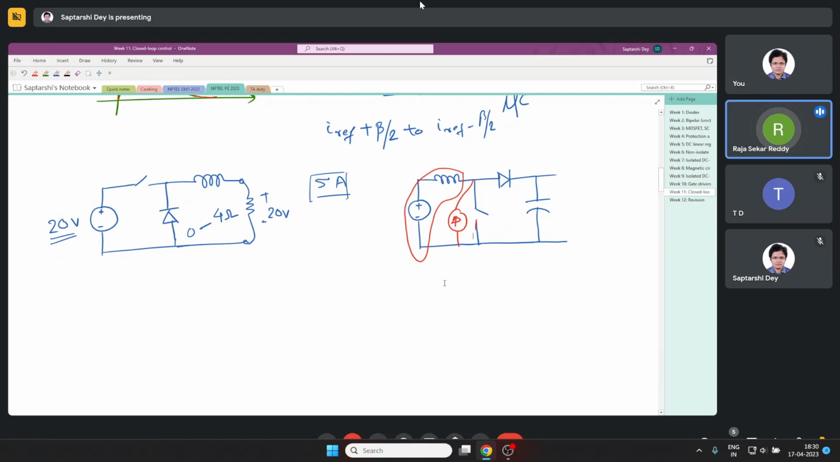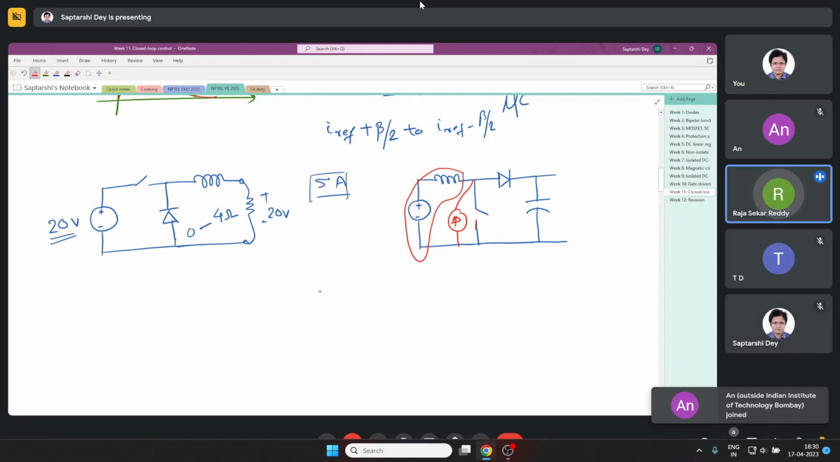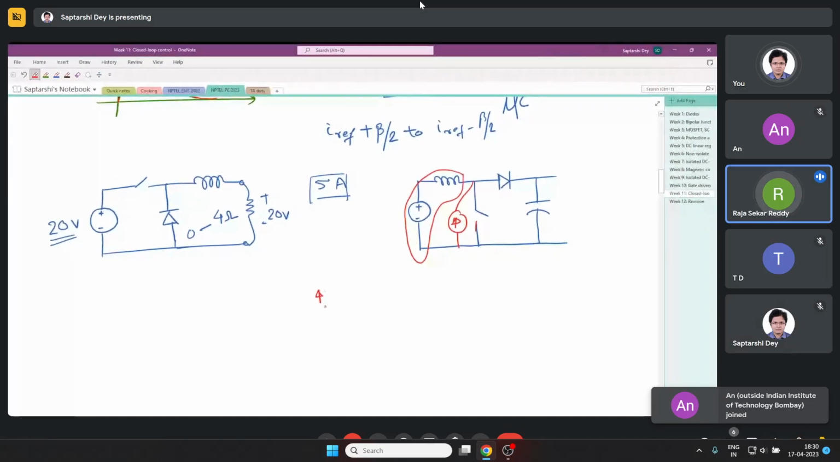Sir, at that time we have to put this impedance in parallel. Which impedance? This impedance in series with the voltage source. For the boost you are talking about? Yes, sir. Why do we need the impedance in parallel? No, no. This inductance, which is in series with the voltage source, has to be placed, not in parallel.